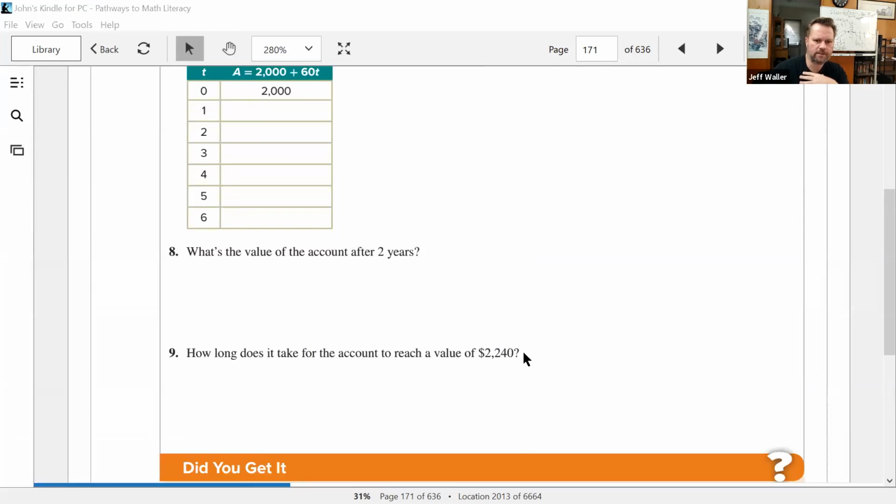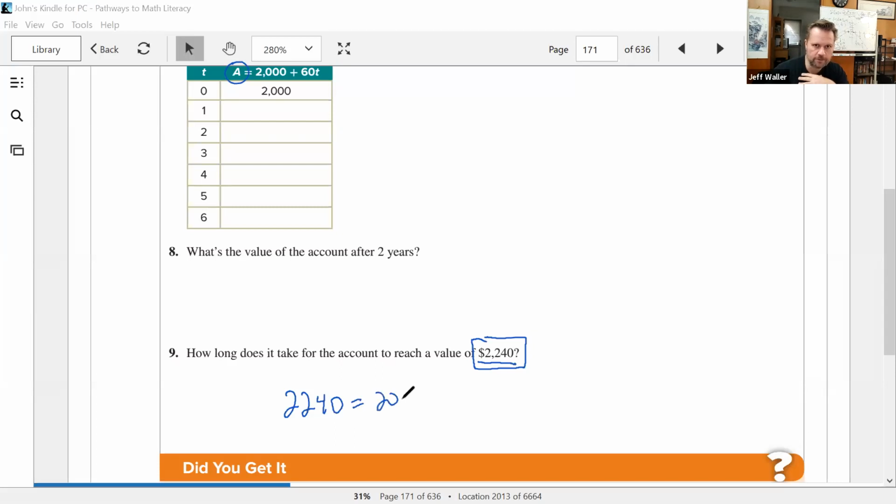Let's see if they go far enough. How long does it take for the account to reach a value of 2240? I want to do this purely algebraically. Of course I do. I'm a math guy. Which letter, which variable is this related to? A. So I would put it in place of A.